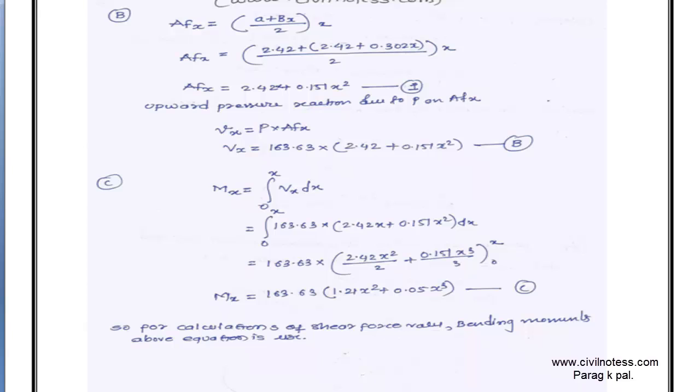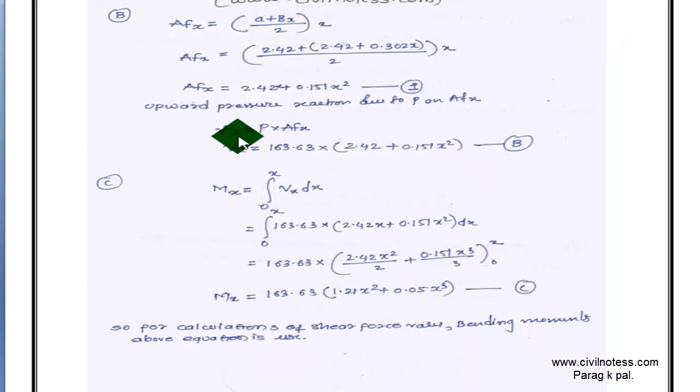Now we use this equation for the calculation of the area of footing at a particular xx section. The formula is (a plus Bx) divided by 2 multiplied by x. Put in all the values and you get Afx, the area of footing at the particular xx section. Now that we have the area of footing at x, we go for the upward pressure reaction due to the load on Afx. We calculate the upward pressure, which is less than the SBC.